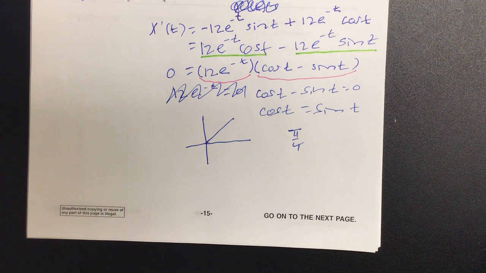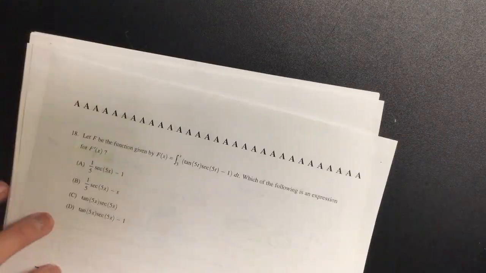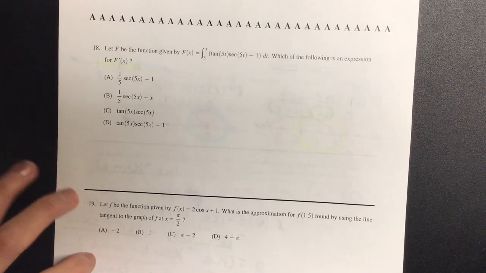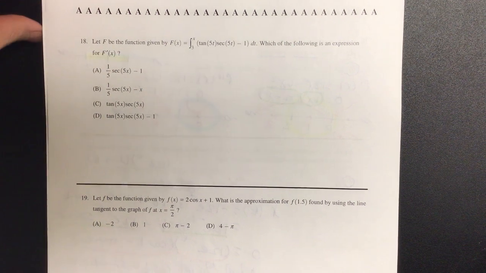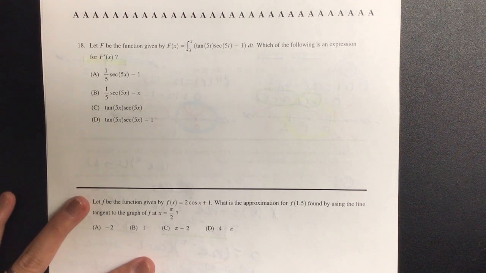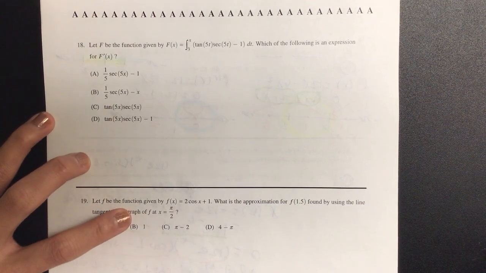Let's move on to number 18, where we're going to use the second fundamental theorem of calculus. This one should save you like 30 seconds. Hopefully. Okay, Bailey, let's read. Let f be the function given by f of x is equal to the integral from 3 to x of tangent 5t secant 5t minus 1. Which of the following is an expression for f prime of x?